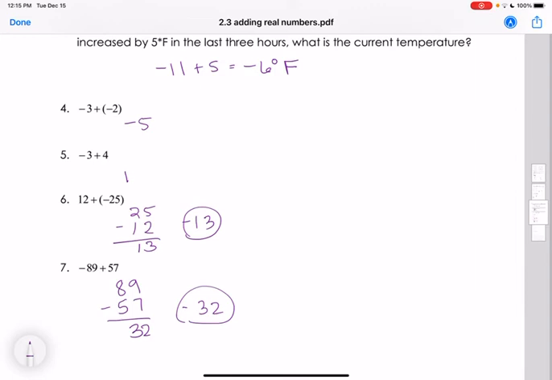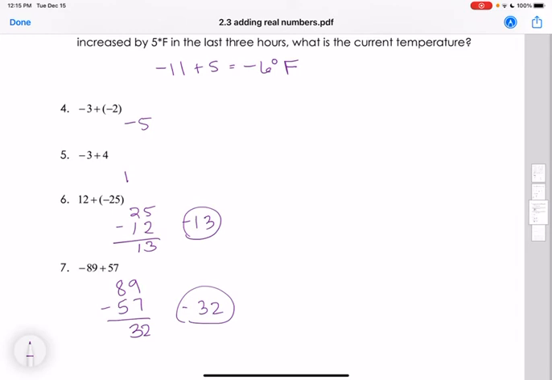Number 6, we have 12, and then we're taking away 25. It made the most sense to me to think of it as that 25 minus 12 and then swap that over to a negative, right? Because if you have $12 and you're subtracting 25, you know that you're going to be in the hole.